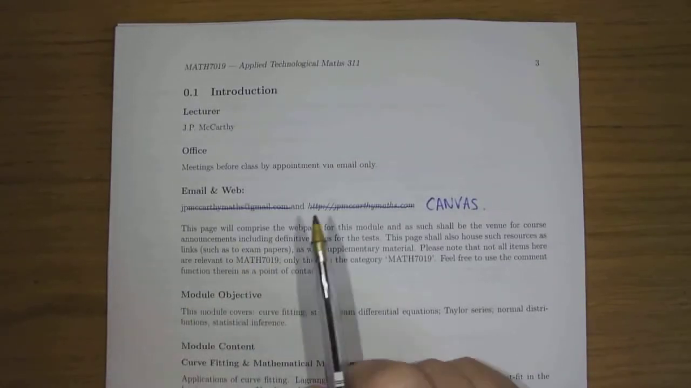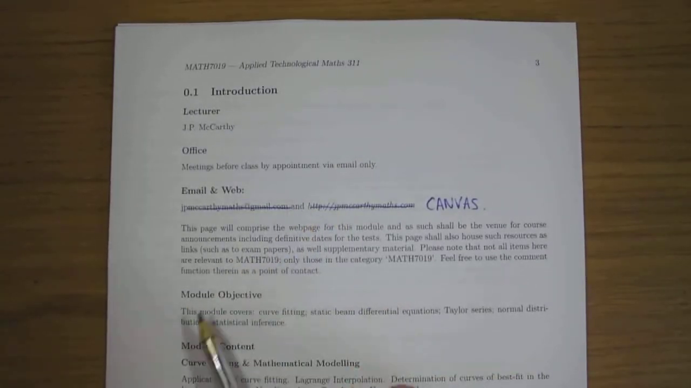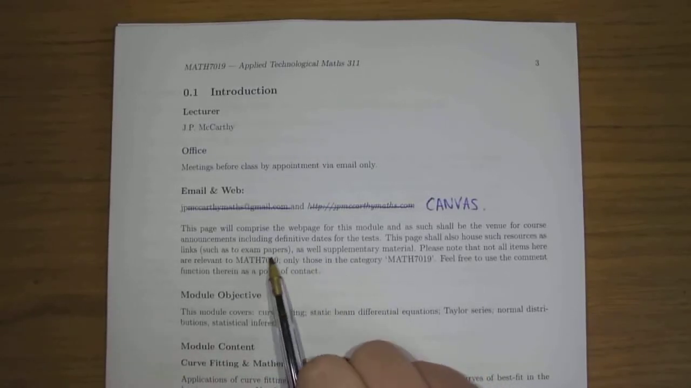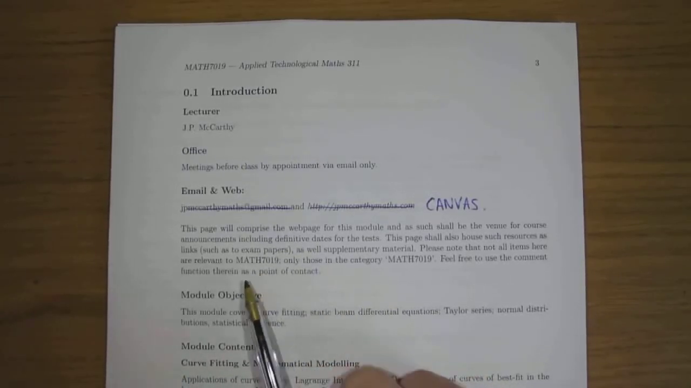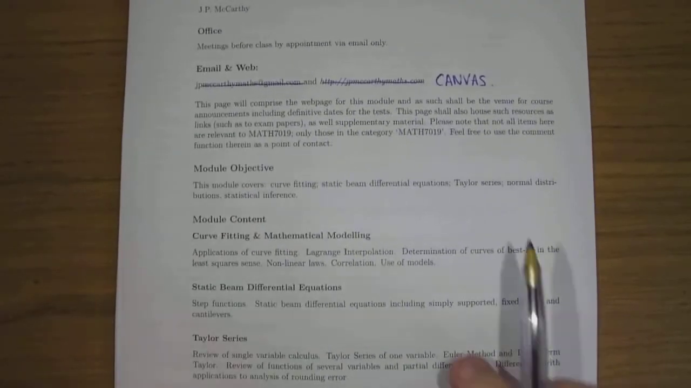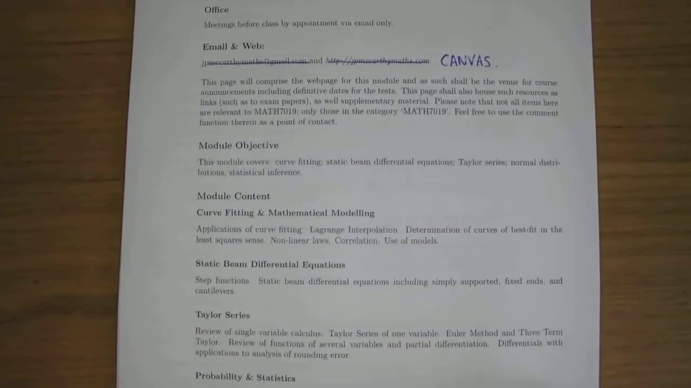There is some stuff on the website, jpmccarthymaths.com, older stuff in the category MATH7019, but to be quite honest with you, there's nothing really useful there in terms of anything that hasn't been seen before. I'm just repeating similar stuff, so you're going to get all that again. This is just saying what the module is about. We don't have to get into the content too much.